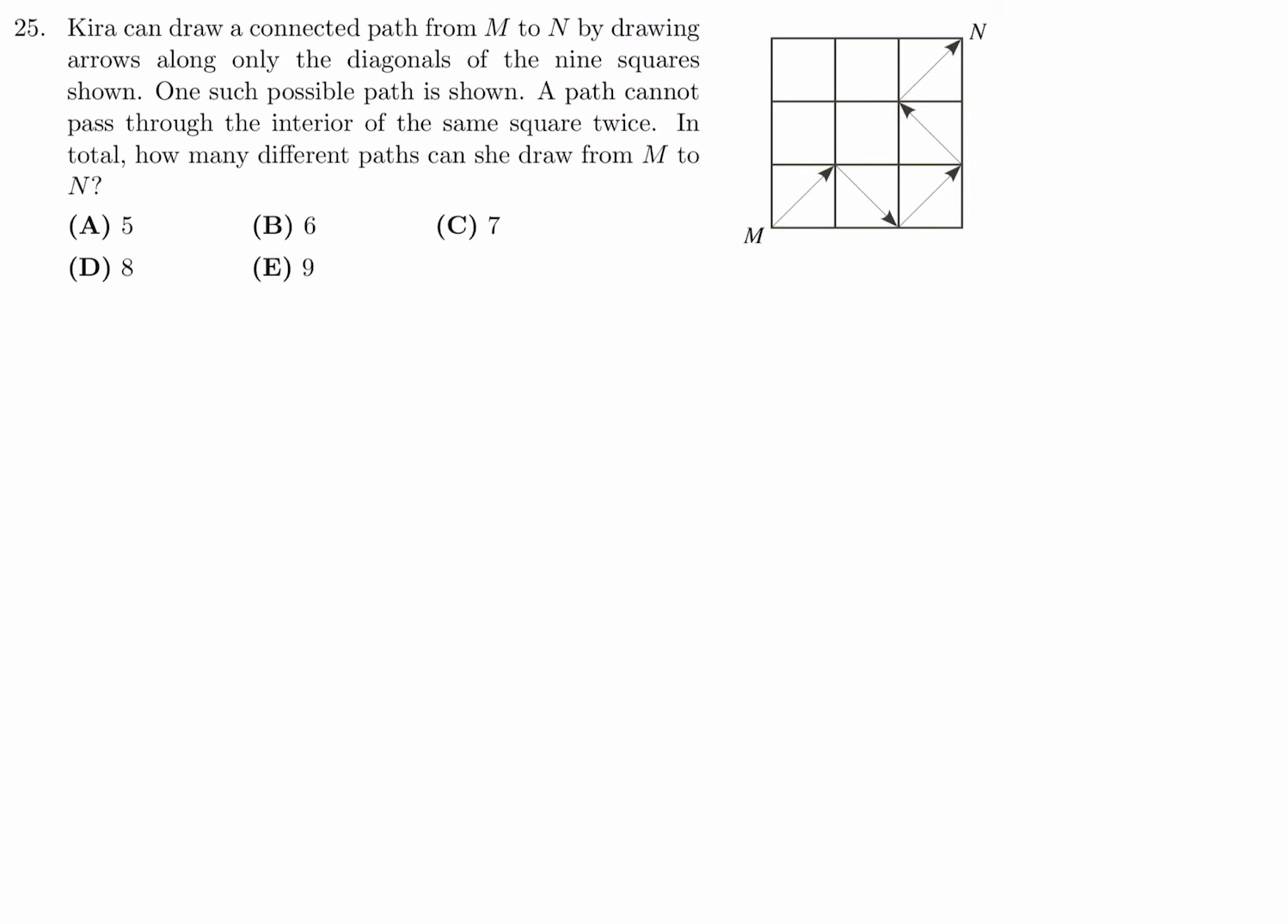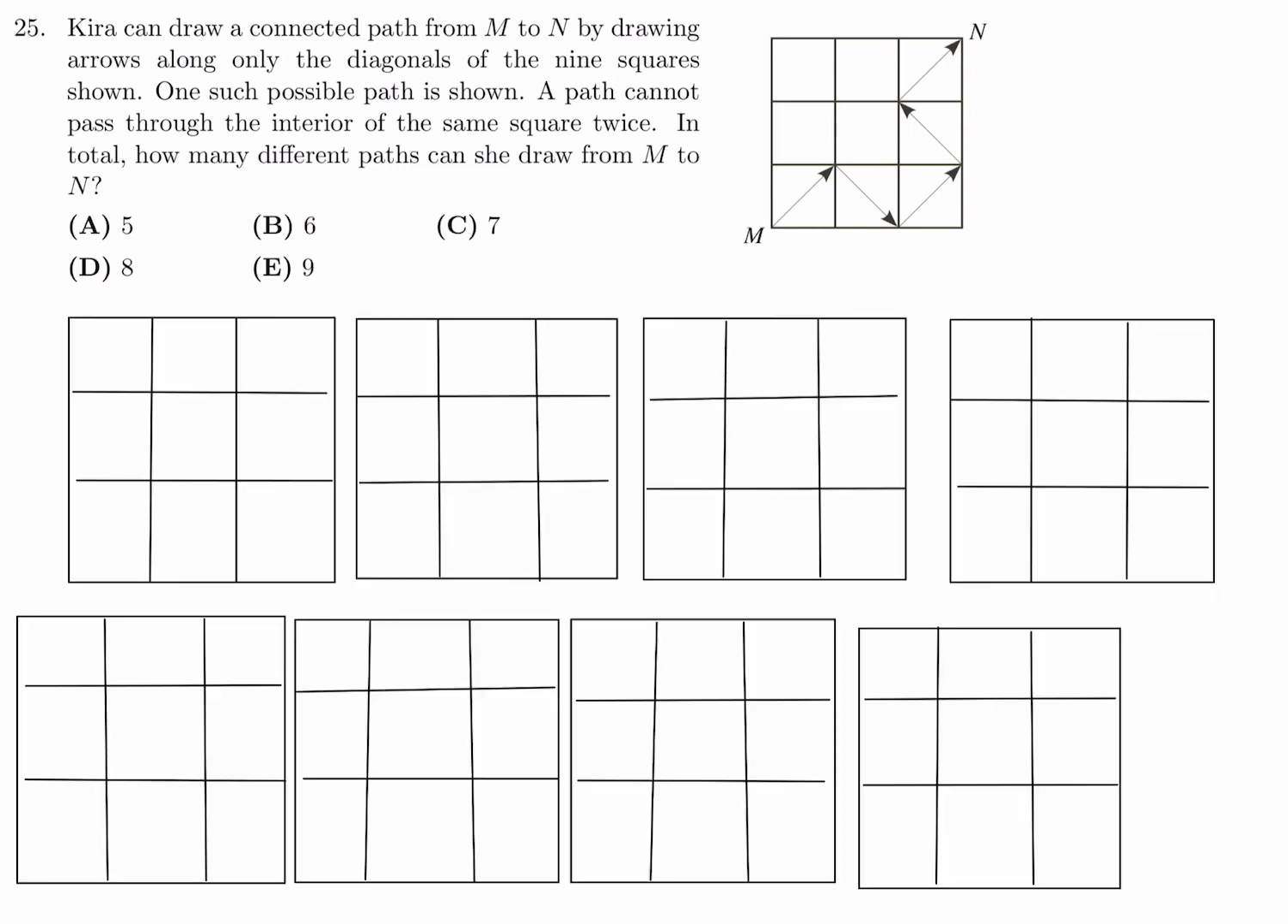Kira can draw a connected path from M to N by drawing arrows along only the diagonals of 9 squares shown. One such possible path is shown. A path cannot pass through the interior of the same square twice. In total, how many different paths can she draw from M to N?